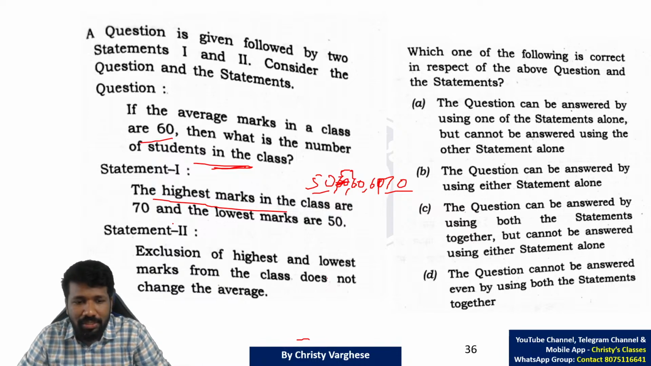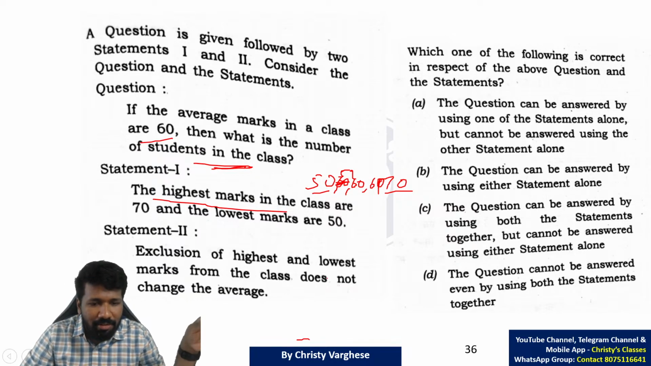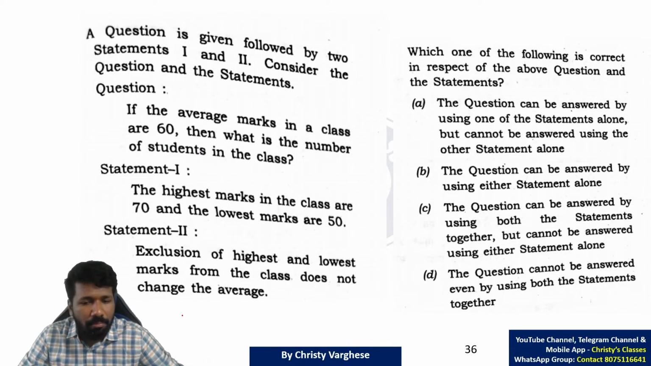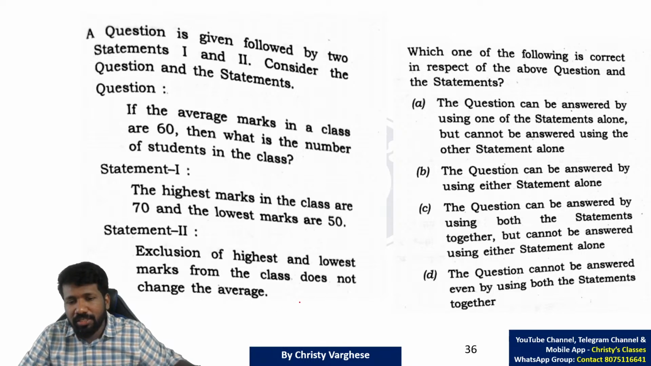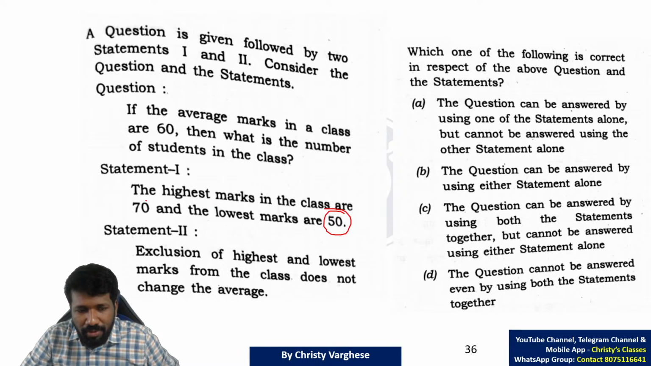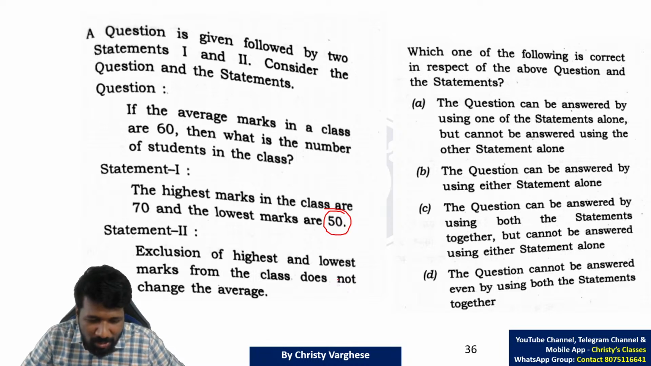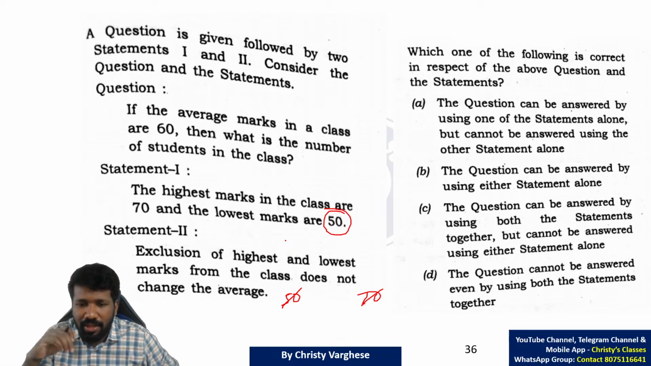What is the number of students in the class? Now, what about the second statement? Exclusion of the highest and lowest marks from the class does not change the average. That means, whether statement 1 is there or not, statement 2 alone is still not enough. If statement 1 is there, you just think 50, 70 and the average is 60. So deleting this 50 and 70 will not change the average if 50 is the lowest and 70 is the highest mark. That is what the second statement says.